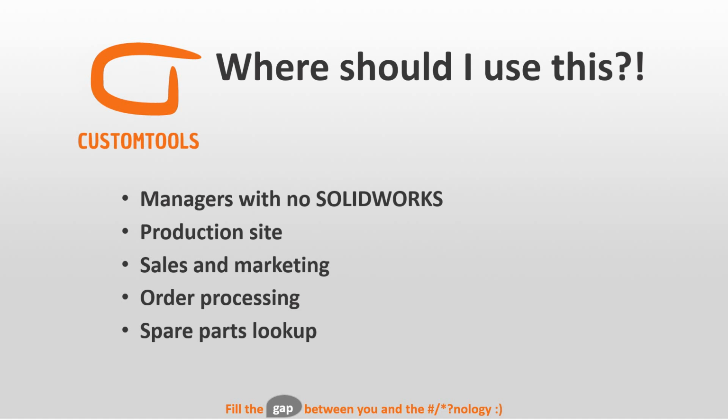And order processing can search and find products and verify that they are indeed ready to be manufactured or sold. It even works as an internal spare parts lookup because we can open the assembly and apply filters to the exact component that we need.